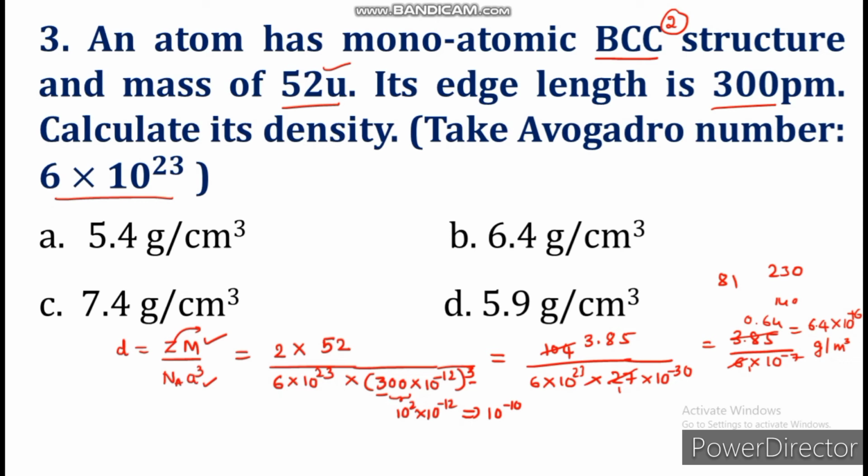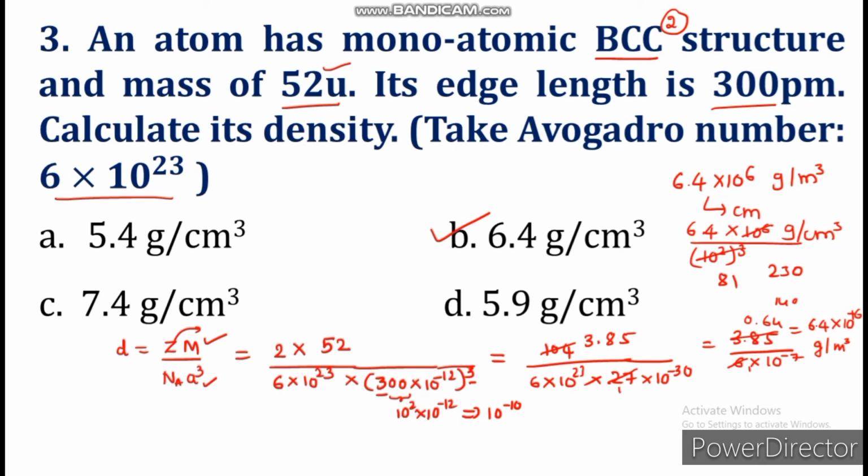This picometer is being converted into meter. But if you convert the same value, 6.4 into 10 to the power 6 gram per meter cube, into centimeter, you should divide by 10 raised to 6 only. 1 meter is how much? 10 raised to 2 centimeter, but we have meter cube, so I'll write the cube. Per centimeter cube. Now 10 raised to 6 and 10 raised to 6 get cancelled. We get 6.4 gram per centimeter cube. So which option? Option B.